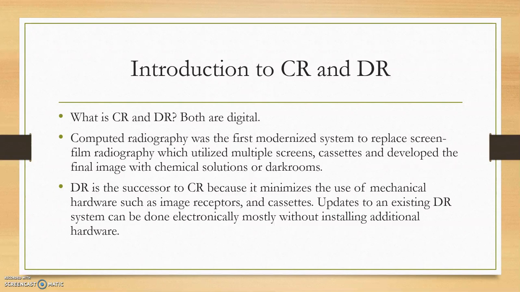PACS is used to store both 3D and 2D radiographic images and other imaging files such as CT scans and MRI. Computed radiography, to begin, was the first modernized system to replace film screen radiography, which utilized multiple screens, cassettes, and developed the final image with chemical solutions or physical dark rooms. CR was beginning to develop to replace the screen film method, and it used a PSP plate, and it was read with a laser scanner device.